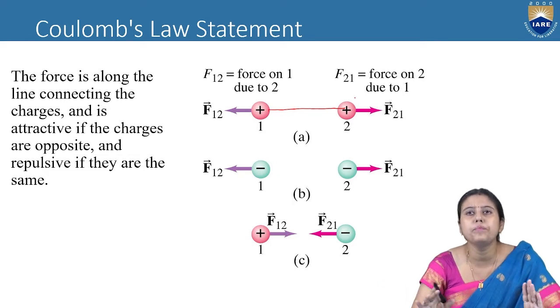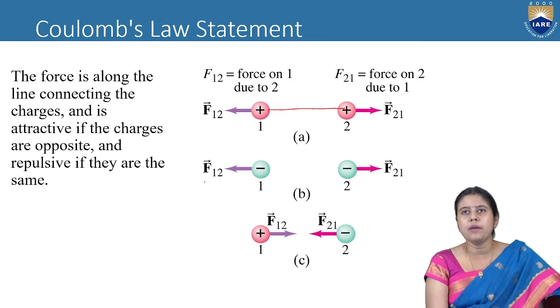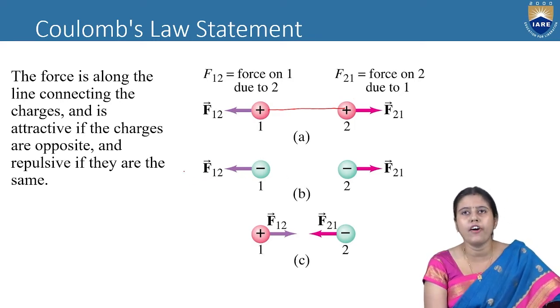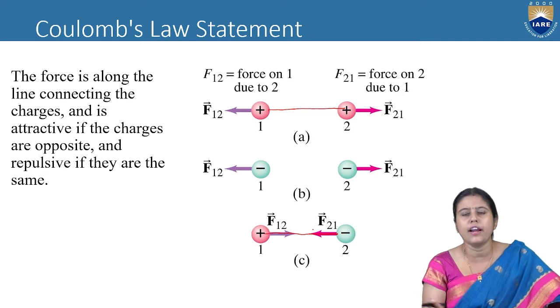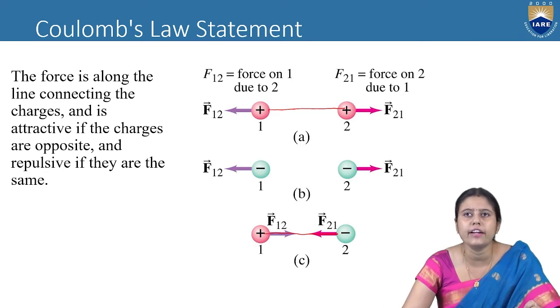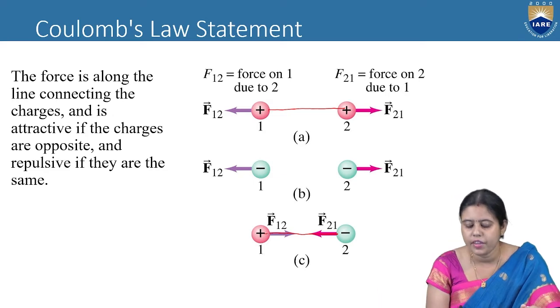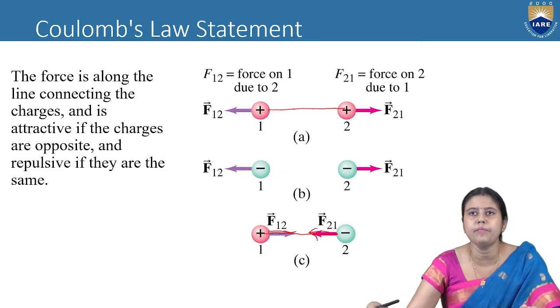they repel each other. Similarly, if both are negative charges, F12 is also in the outward direction, and F21 is also in the outward direction. But if the charges are opposite, one plus and another minus, the force will work along their connecting line, and we can say F12 is equal to F21. Both are in the same line, opposite in direction, meaning both are attractive forces.